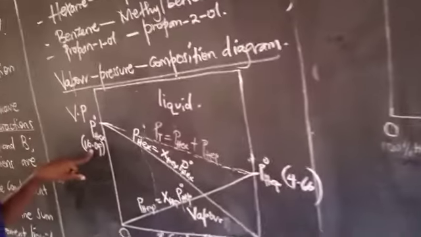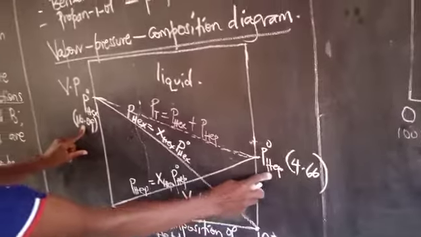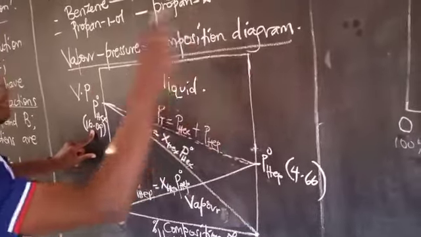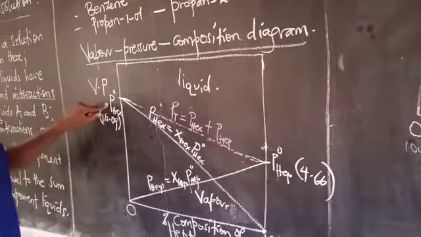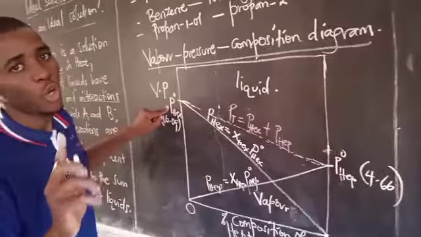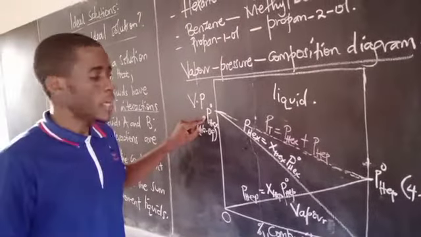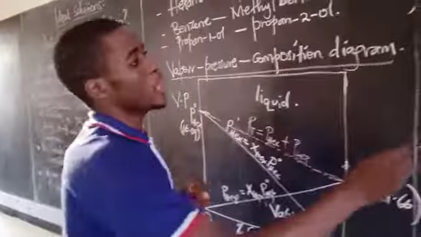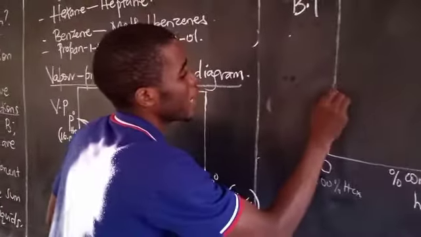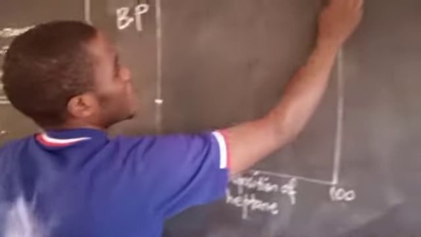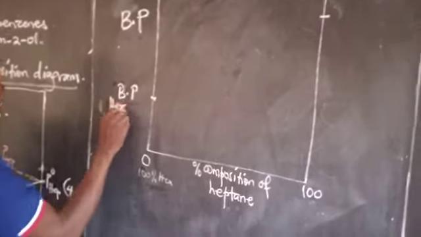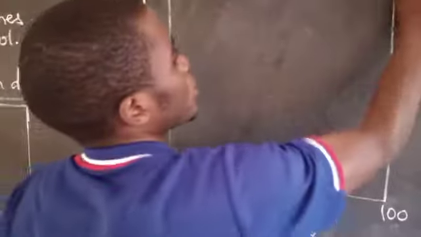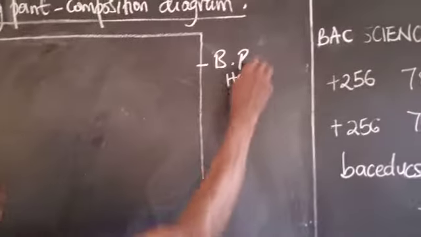Hexane has higher vapor pressure than heptane. When we go to our boiling point diagram, shall we have hexane having a higher boiling point or a lower boiling point? Definitely, we shall have the boiling point of pure hexane lower than the boiling point of pure heptane. So, if this is the boiling point of hexane, then the boiling point of heptane will be higher.